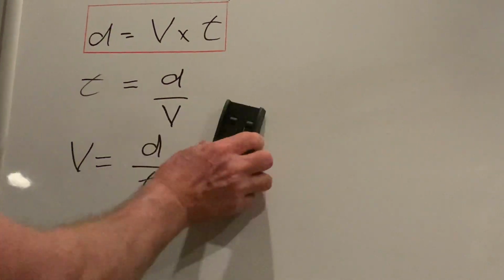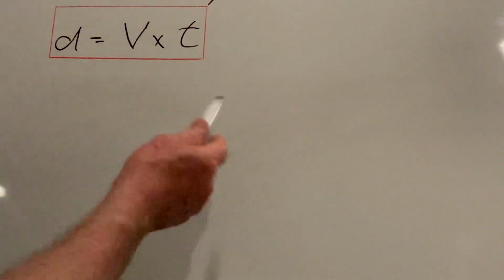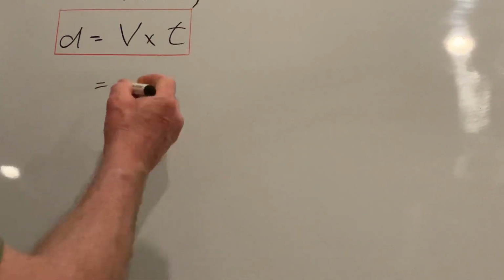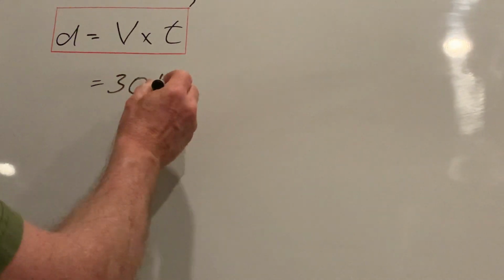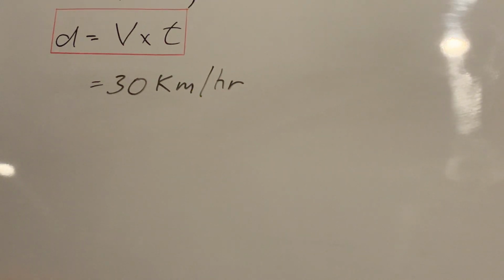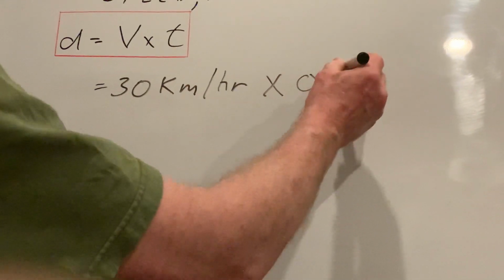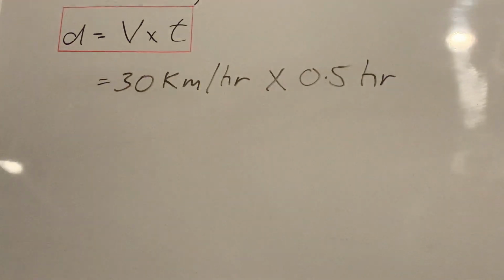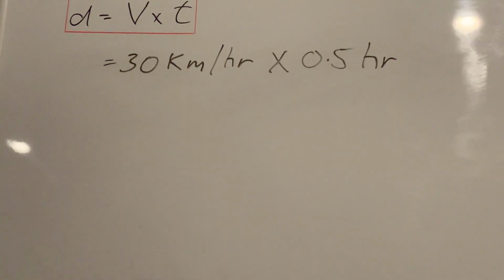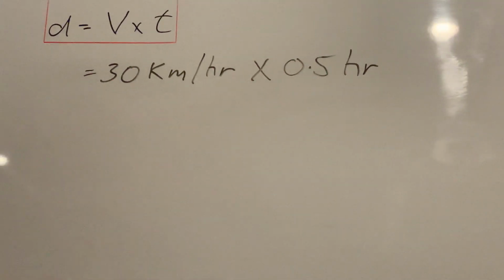Let me show you how interesting this is. Say someone was traveling at, say, 30 kilometers per hour, and they're going for half an hour. So half an hour is 0.5 hours. So how far, if someone's doing 30 kilometers an hour in a car and they travel for half an hour? You probably know they're going to go 15 kilometers, so half of that. But this is how you actually work it out.